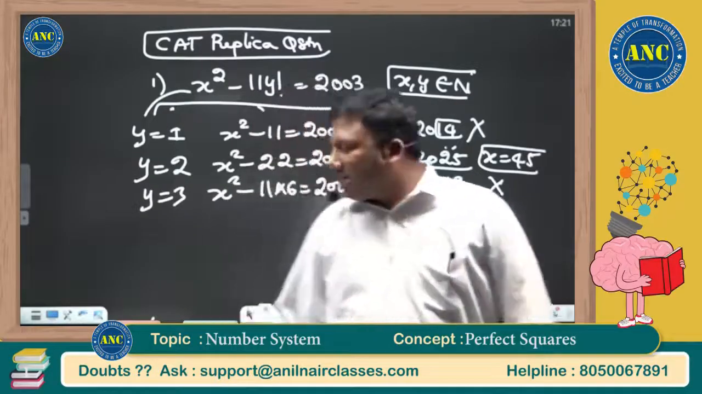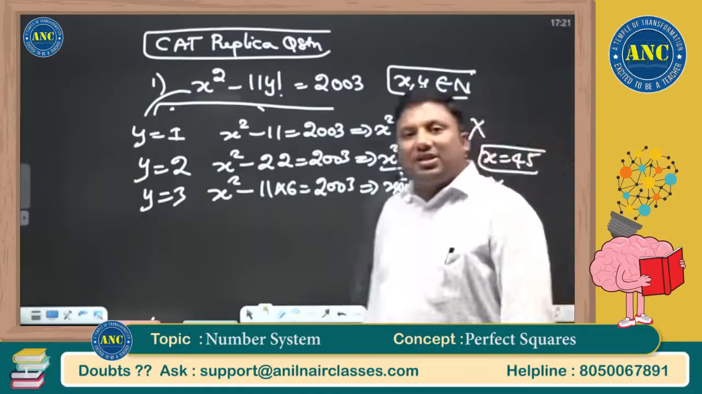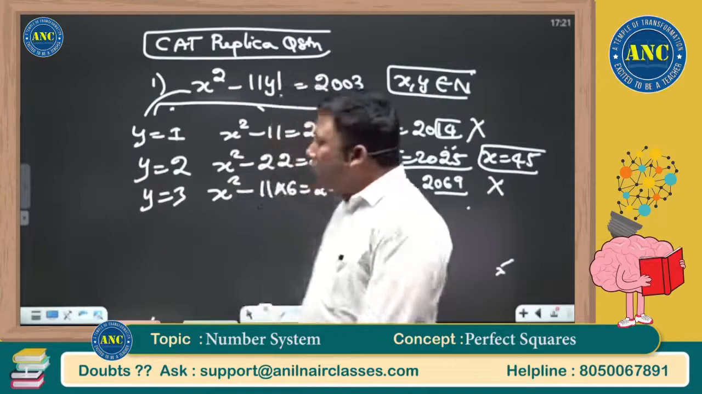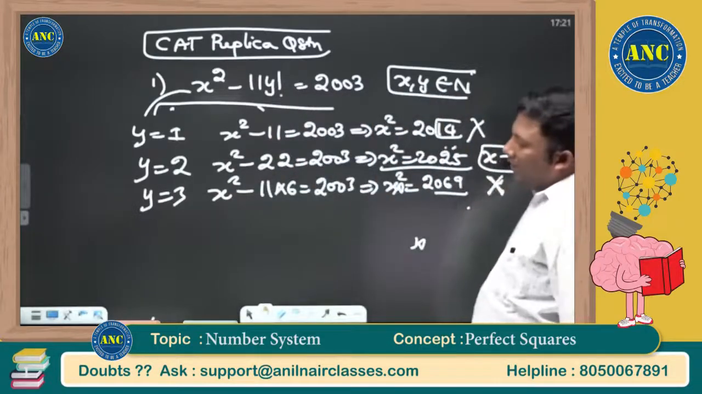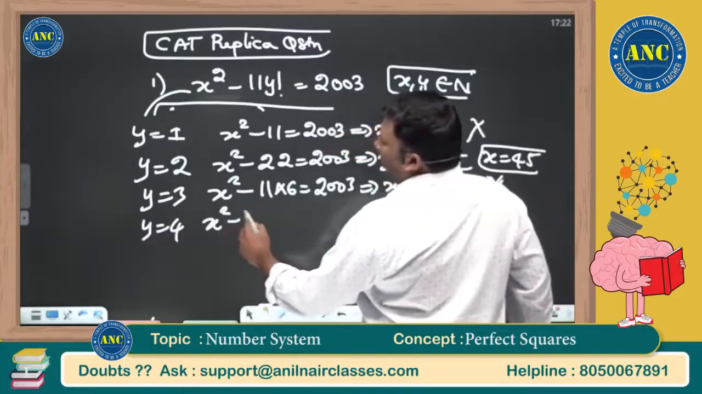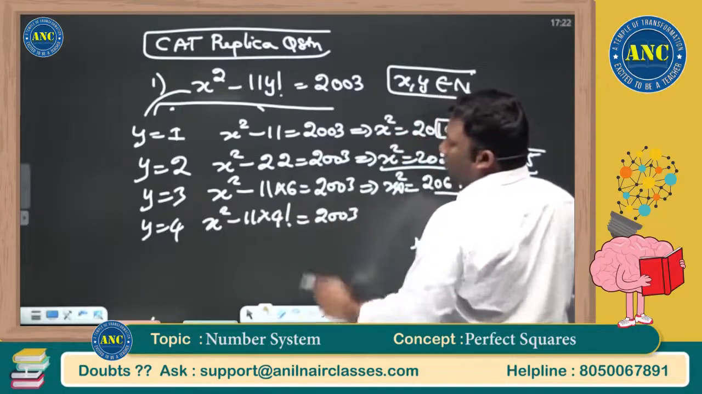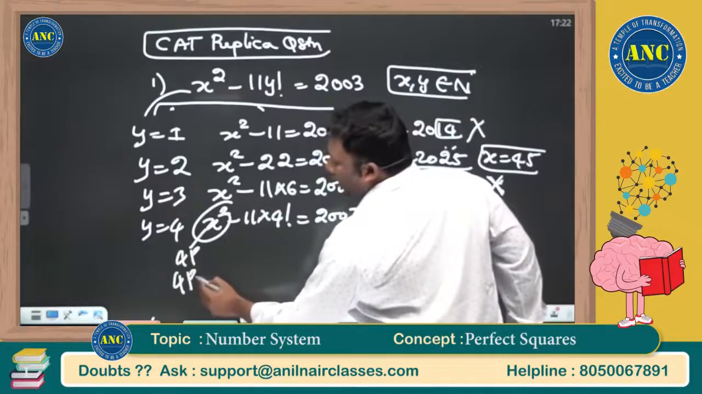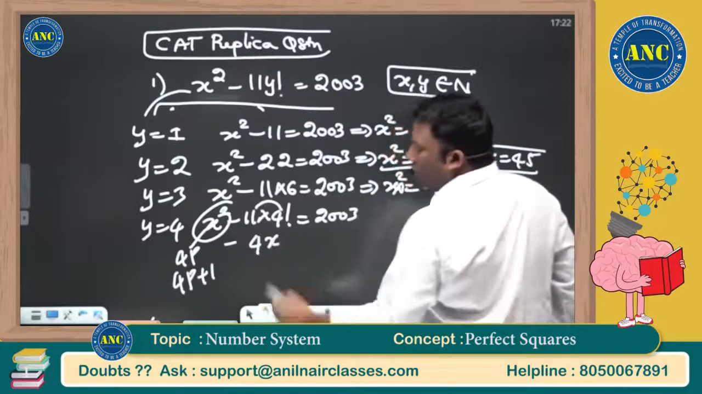After 5 minutes I will discuss. What is the sum of the digits of this number? 2 plus 6, 8. 8 plus 9, 17. 17 gives 8. Any perfect square's digital sum should be 1, 4, 7 or 9. This concept I will discuss within 5 minutes. Y equivalent to 4: x square minus 11 into 4 factorial equivalent to 2003. X square is of the form 4 into something or 4 into something plus 1.